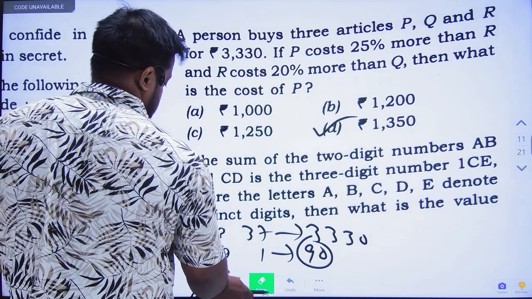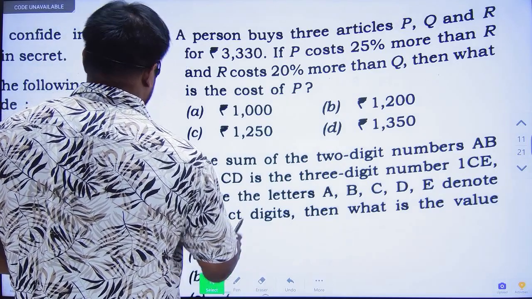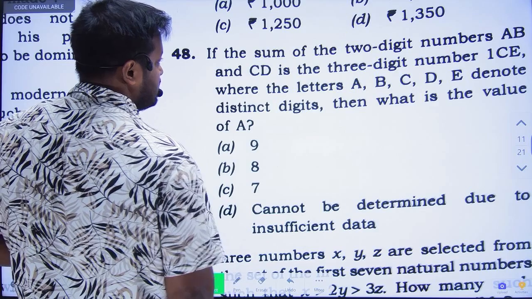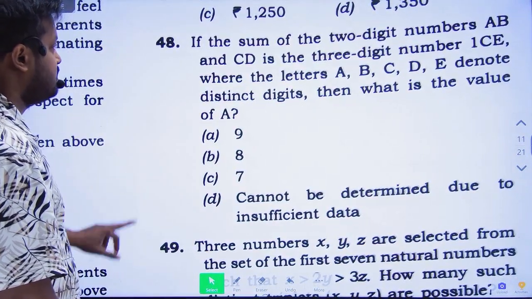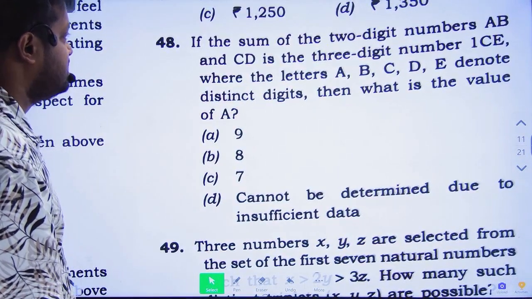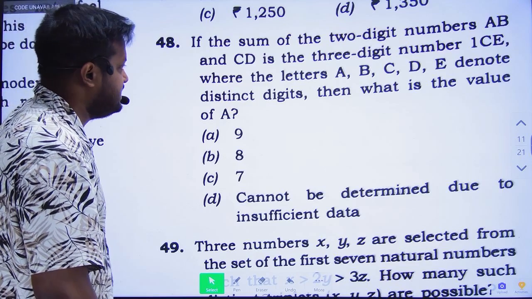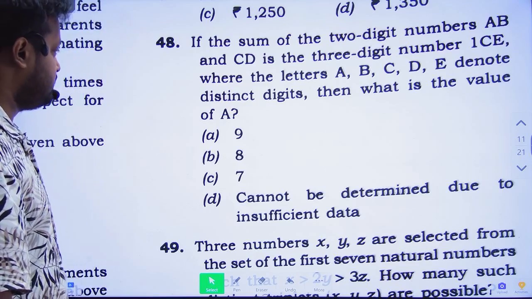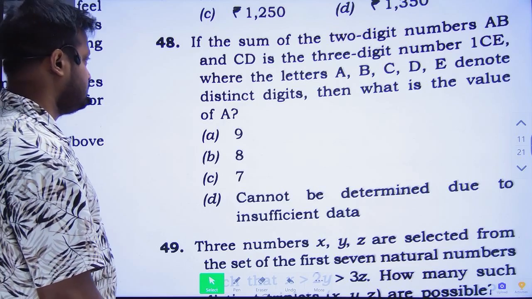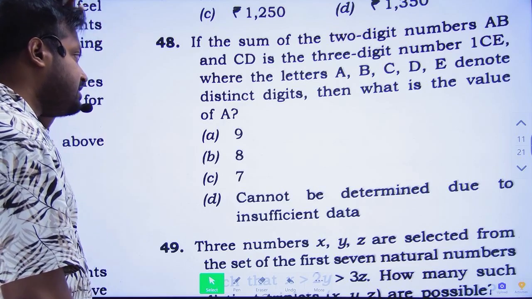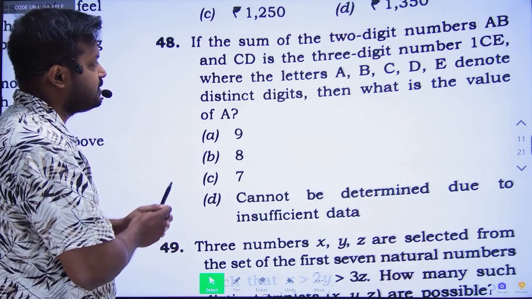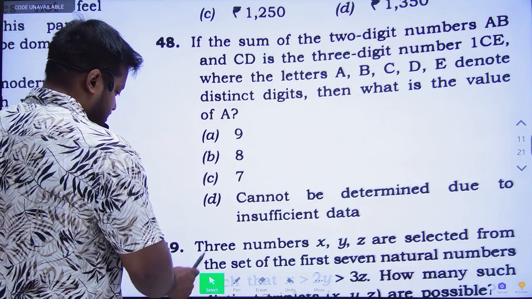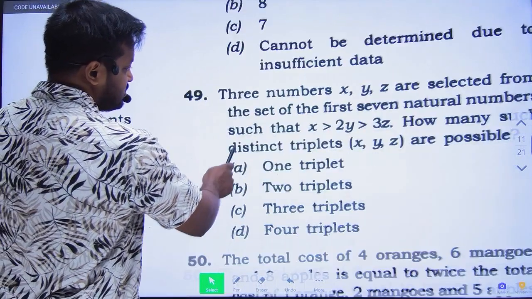So this is it. 48. Sum of 2 digits AB and CD is a 3-digit number 1CE, where A, B, C, D denote distinct digits. What is the value of A? This is crypto arithmetic. Okay. So you can try this. I'm moving to next question.